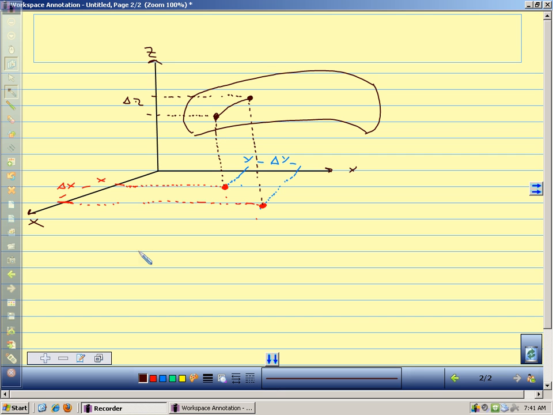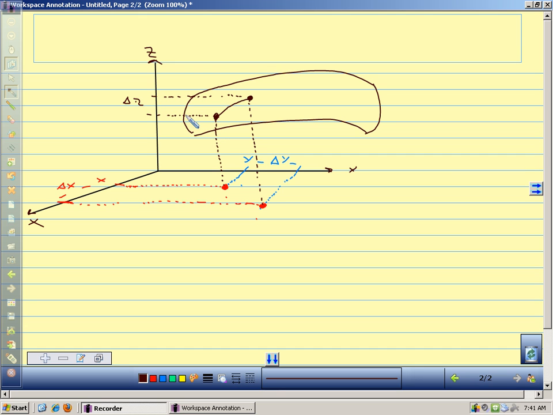So that's what our increments are telling us. We're moving from this x-coordinate over to here, this distance delta x. We're moving from this y-coordinate over here a distance delta y. And we want to figure out how much the function changes as we move that distance. Does that make sense?